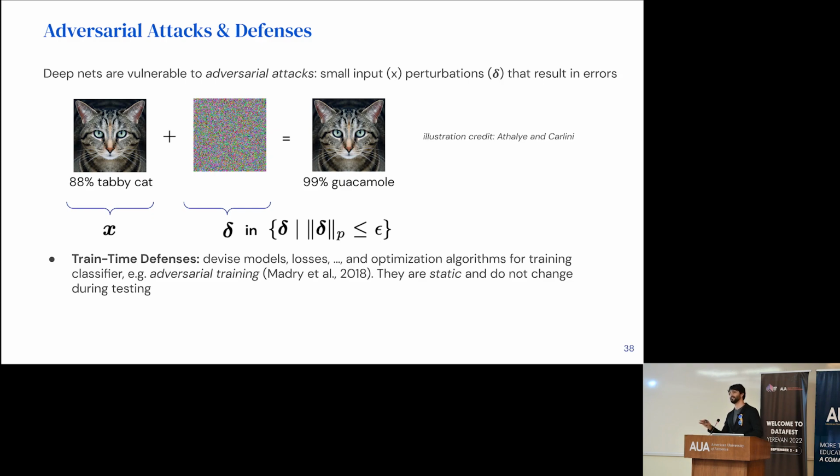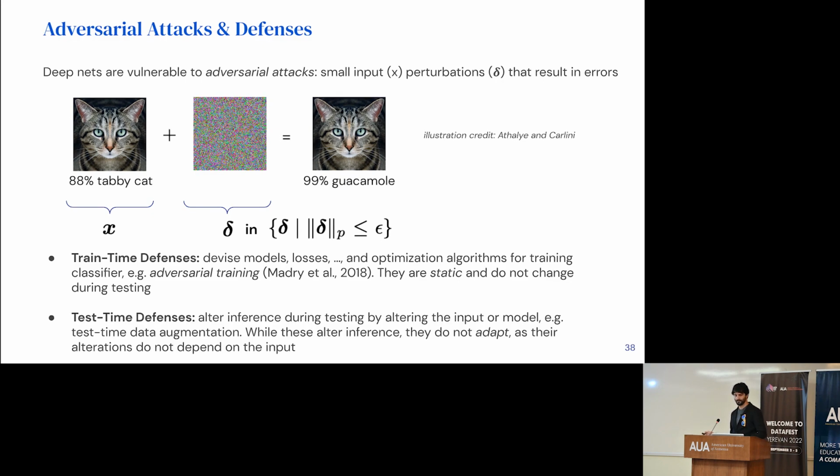But these don't change during testing, right? So if the attacks do keep changing, maybe that training won't remain as robust. That's the potential problem. Whereas test time defenses will alter the inference during testing, right? Maybe they'll change the input to prevent the attack. Maybe they'll even change the model. But while they're test time, they don't adapt in the same way that Tent adapted, right?